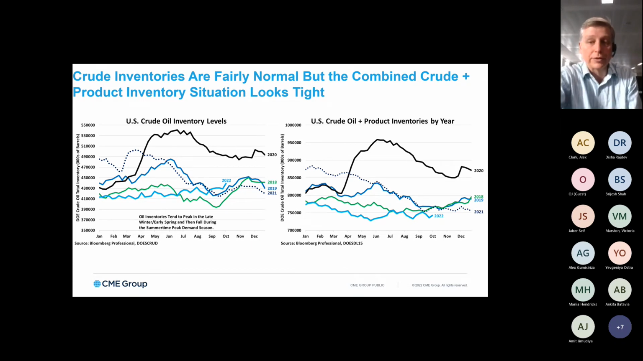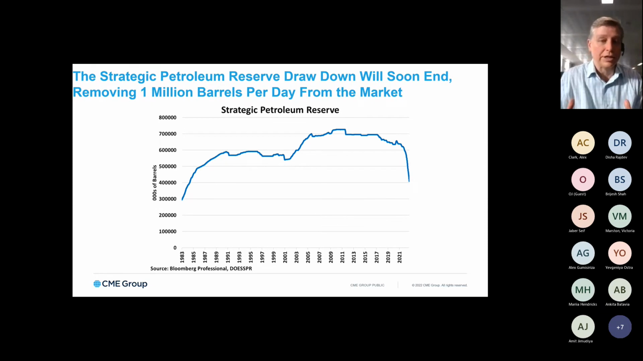So we have low inventories. We have the fact that OPEC is cutting back, or say OPEC plus, because that now includes Russia, cutting back production by 2 million barrels per day. But there is one other thing that I think is really, really bullish for oil going forward, and that is in the United States.